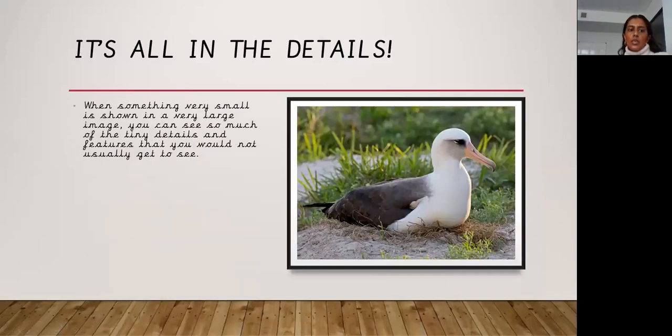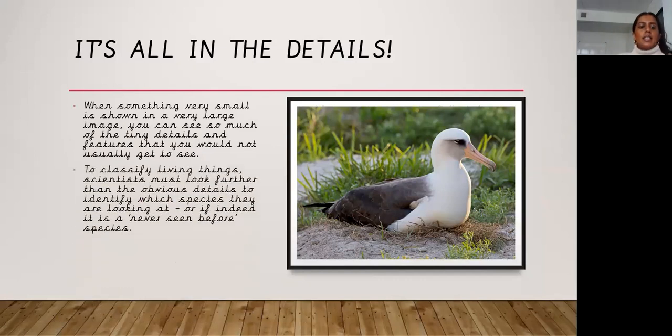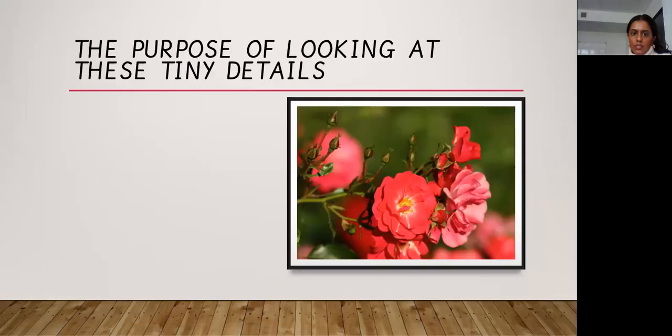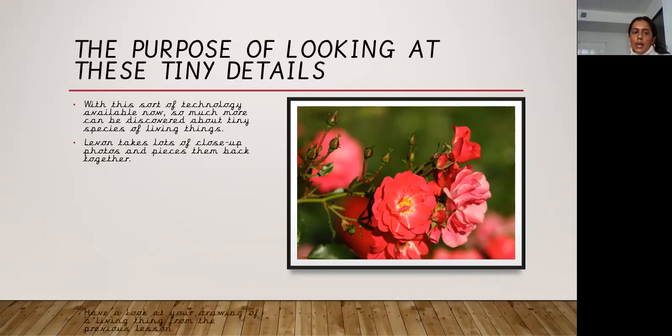When something very small is shown in a very large image, you can see so much of the tiny details and features that you would not usually get to see. To classify living things, scientists must look further than the obvious detail to identify which species they are looking at, or if indeed it is a never-seen-before species. So, the purpose of looking at these tiny details. With this sort of technology available now, so much more can be discovered about tiny species of living things. Lee von takes lots of close-up photos and pieces them together.